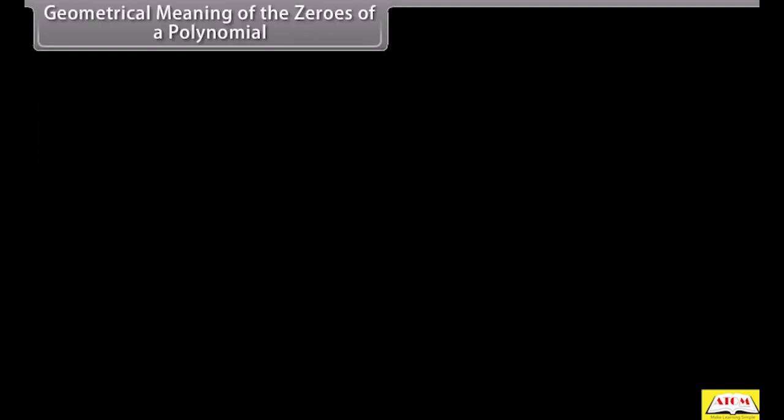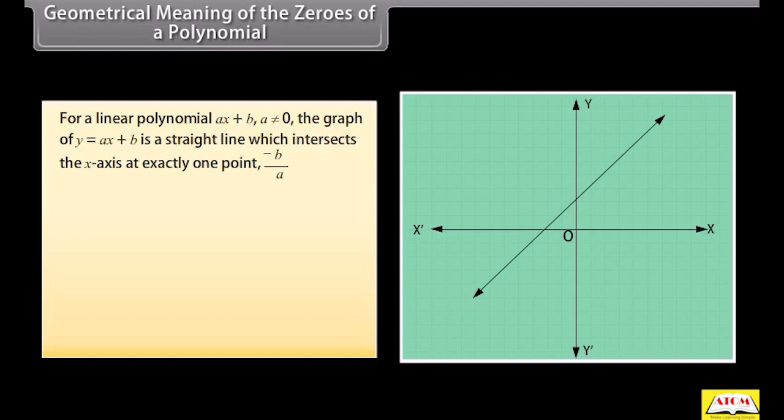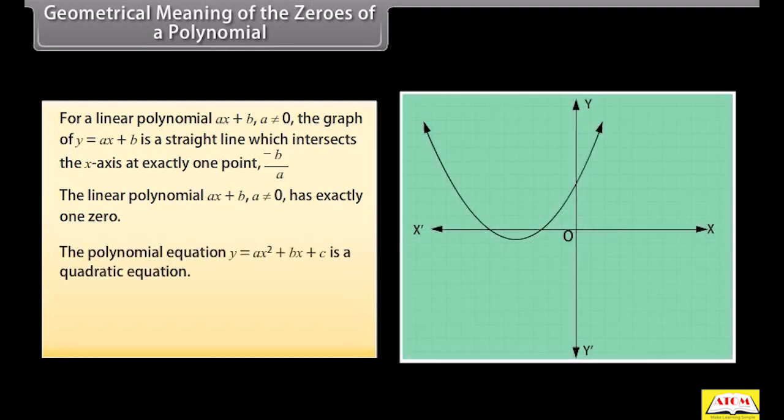Geometrical meaning of the zeros of a polynomial. For a linear polynomial ax plus b, a is not equal to 0. The graph of y is equal to ax plus b is a straight line which intersects the x-axis at exactly one point, minus b upon a. Therefore, the linear polynomial ax plus b, a is not equal to 0, has exactly one 0. The polynomial equation y is equal to ax square plus bx plus c is a quadratic equation. The graph of a quadratic equation is a parabolic curve.